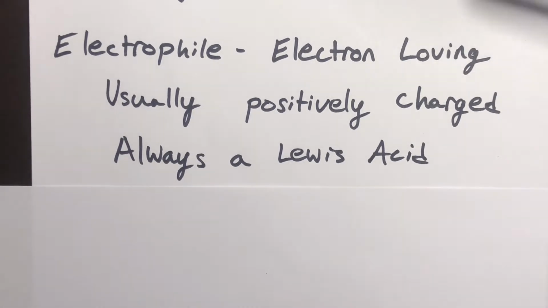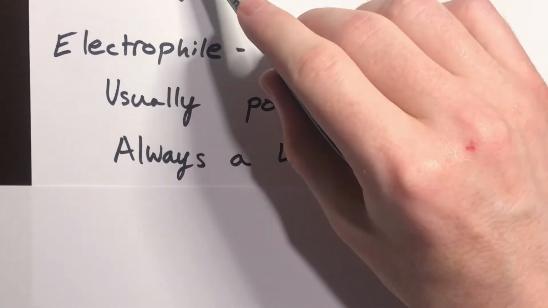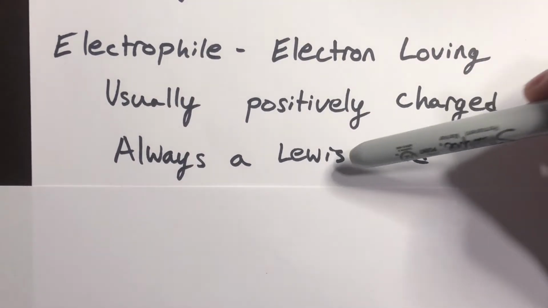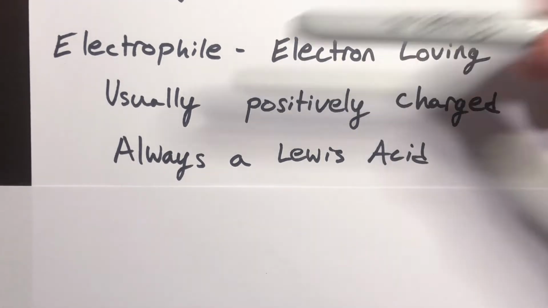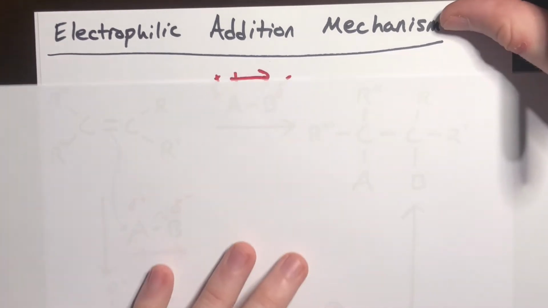So this is the first part of understanding these types of reactions: you have to quickly look at the species that you have and identify what is your Lewis base, which is your nucleophile, and what is your Lewis acid, which is your electrophile. So let's take a look at the electrophilic addition mechanism.